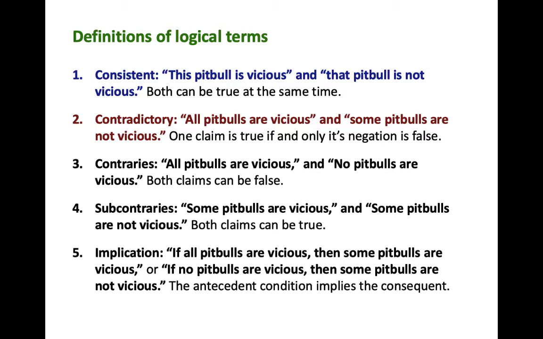Or, if no pit bulls are vicious, then some pit bulls are not vicious. The claim no pit bulls are vicious implies that some pit bulls are not vicious. Some are not is a subset of none. The antecedent condition implies the consequent, where the antecedent is the first part: all pit bulls are vicious. The consequent is the second part: some pit bulls are vicious. We're expressing in an implication this necessary relation between the antecedent and the consequent, where the antecedent implies or means that the consequent follows.